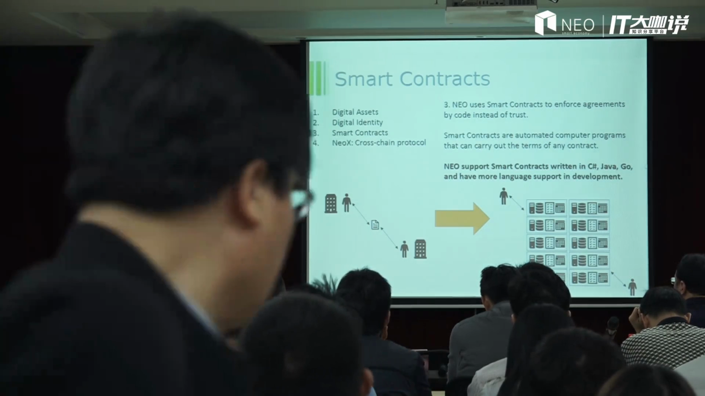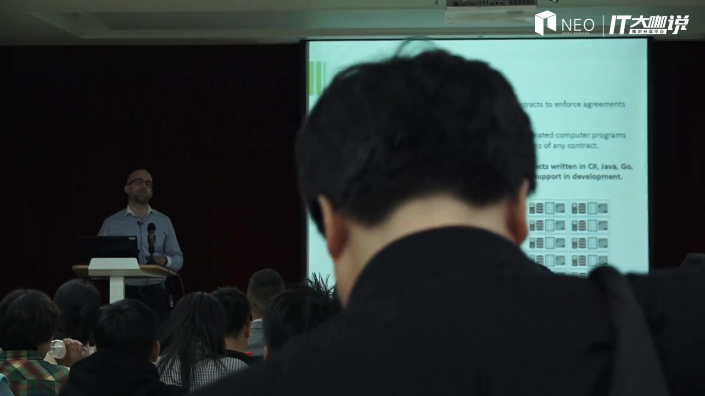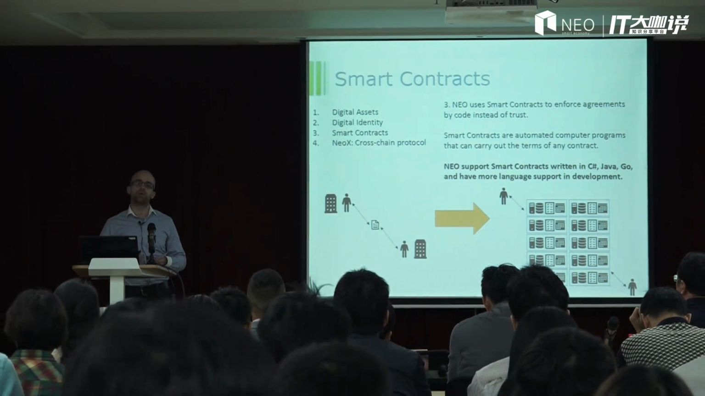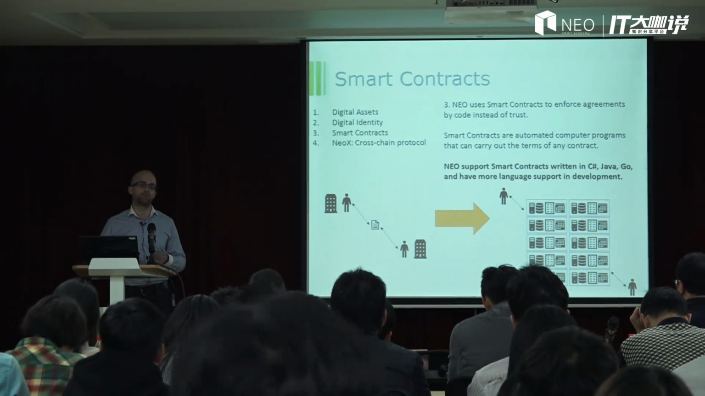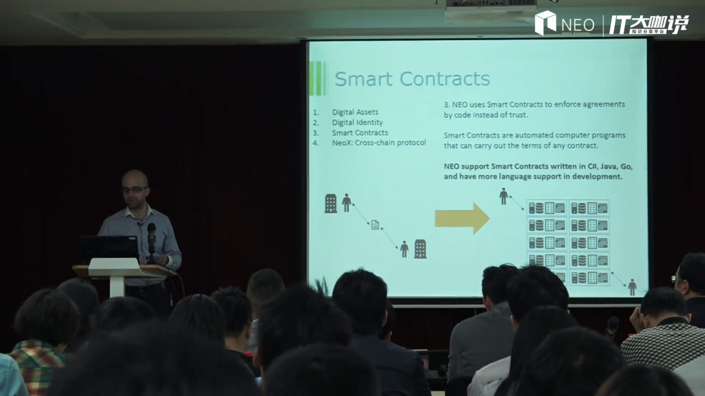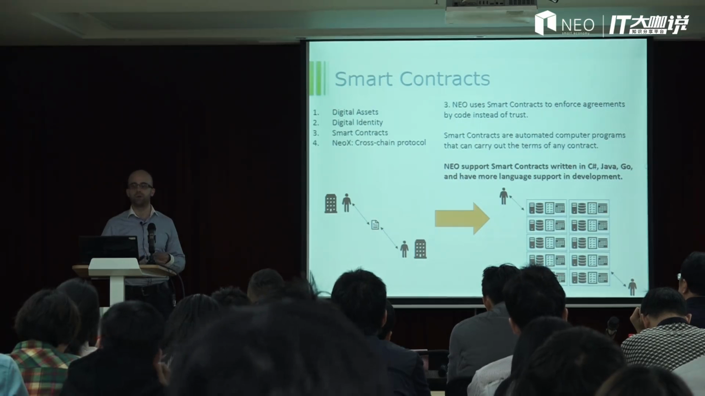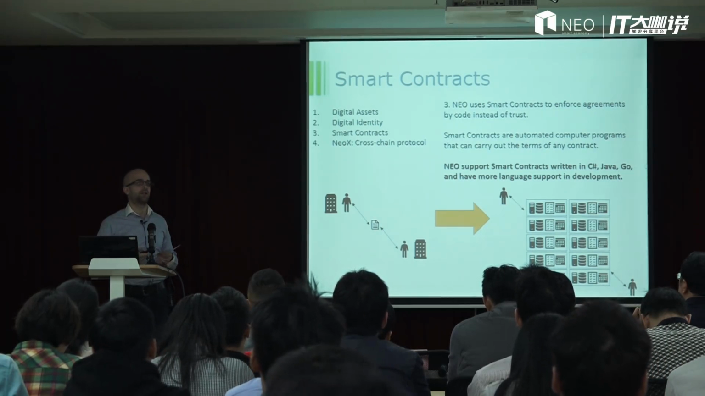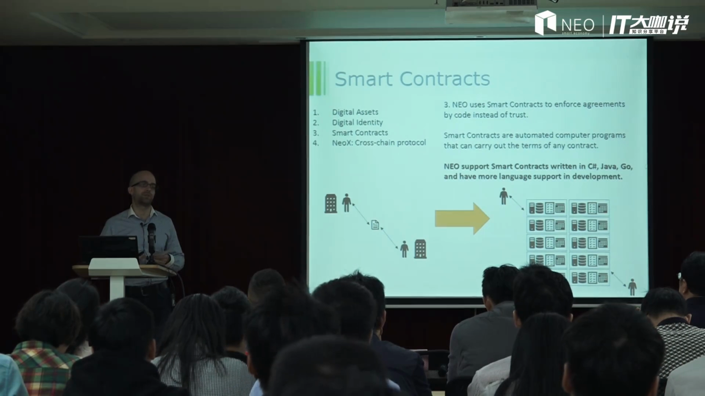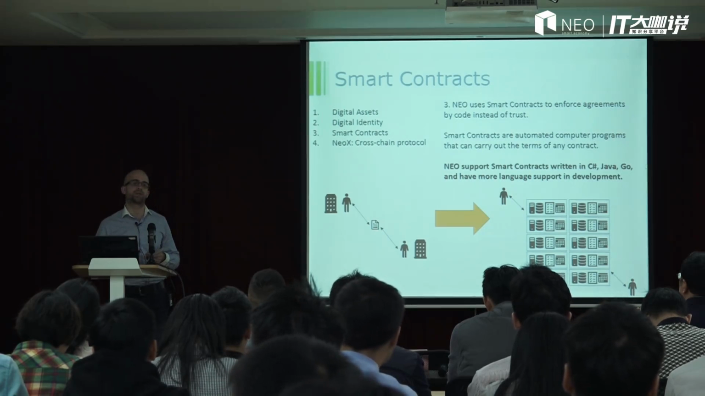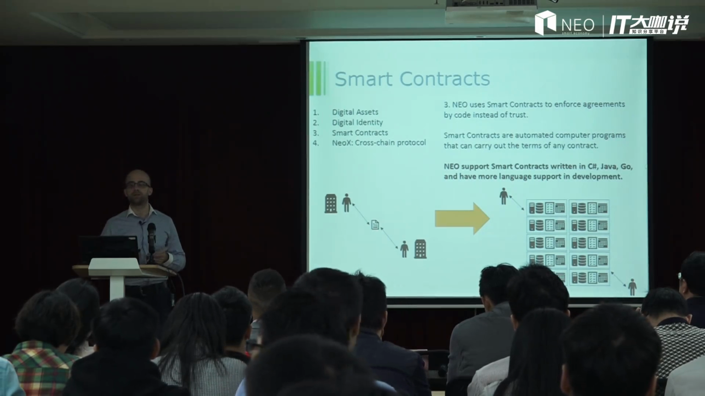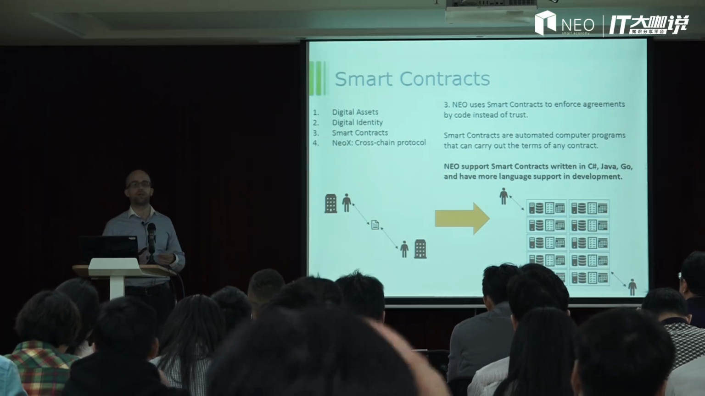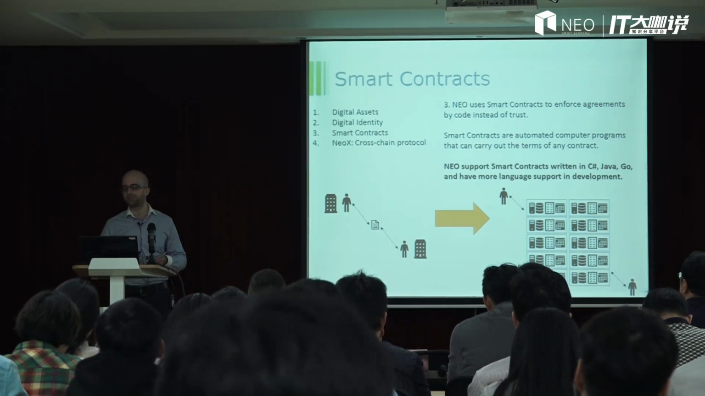And with NEO we want to reach out to as many developers and as many people as possible. So we support writing smart contracts in all the most popular programming languages. For example, C#, Java, Go, and we have even more language support in development, for example, Python. So our goal is that companies should be able to develop smart contracts with the engineers that they already have. They should not need to employ new engineers specifically for smart contracts, but they should be able to do this development with their current engineers.